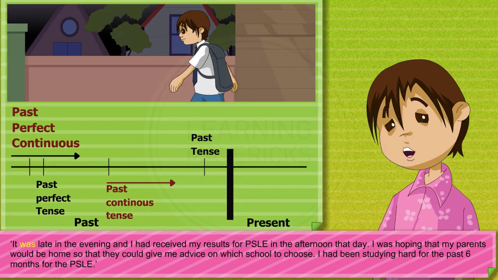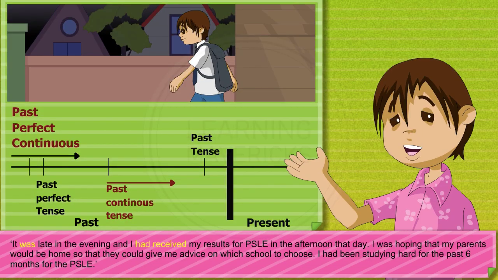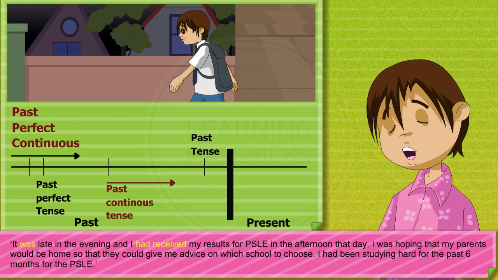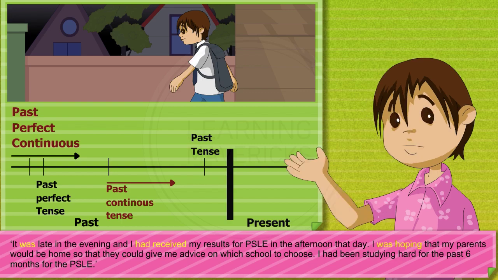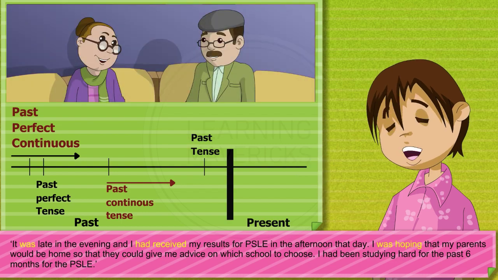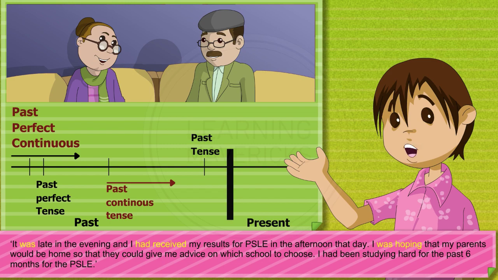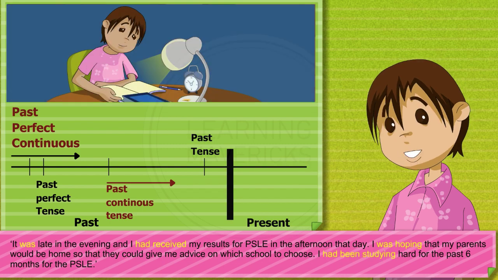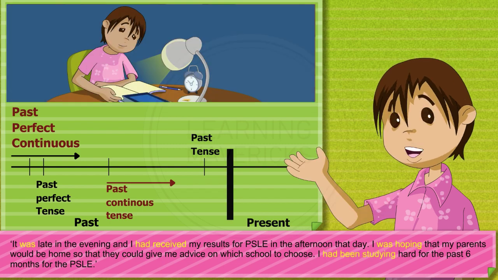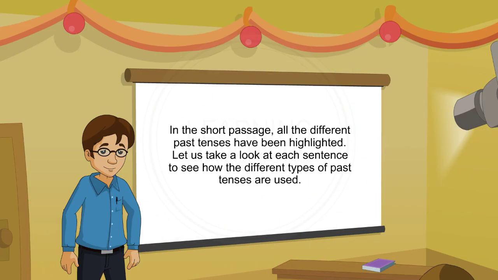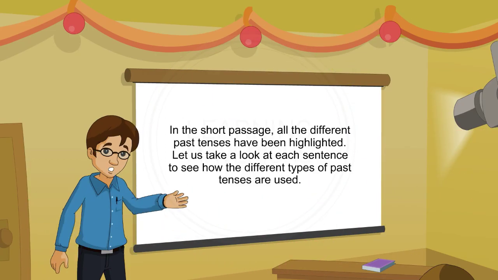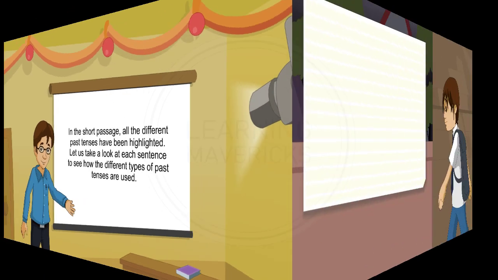It was late in the evening and I had received my results for PSLE in the afternoon that day. I was hoping that my parents would be home so that they could give me advice on which school to choose. I'd been studying hard for the past 6 months for the PSLE. In the short passage, all the different past tenses have been highlighted. Let us take a look at each sentence to see how the different types of past tenses are used.